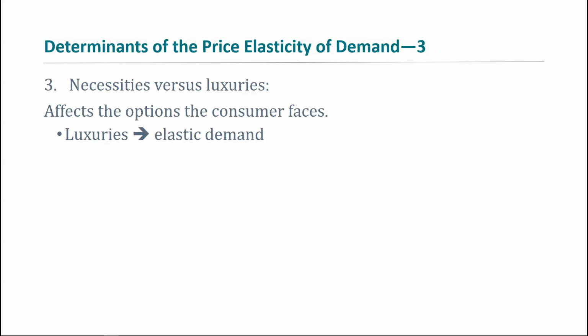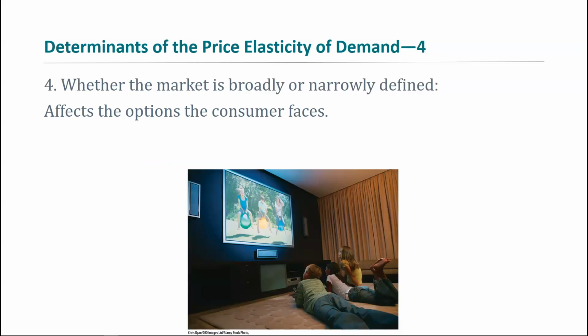So your quantity demanded is pretty responsive to a price change for a luxury good, whereas for a necessity good, like electricity or like gasoline, your quantity demanded is pretty inelastic. Your demand is pretty inelastic. You're not going to change your behavior a ton when there's a change in price for these types of goods.